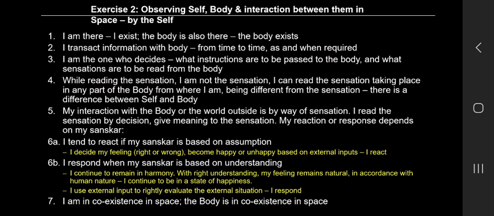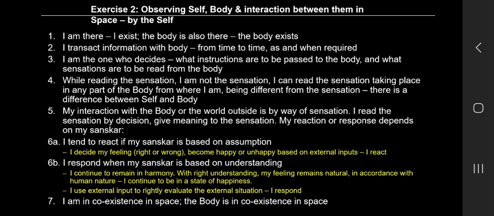So there is a distance between me and the body. So there is a separation, there is a distance between me and the body. That's why I have a choice when to interact with the body, how long to interact with the body, when to read the sensation. Right. So whatever interaction is happening with the body or the world outside is by way of sensation.